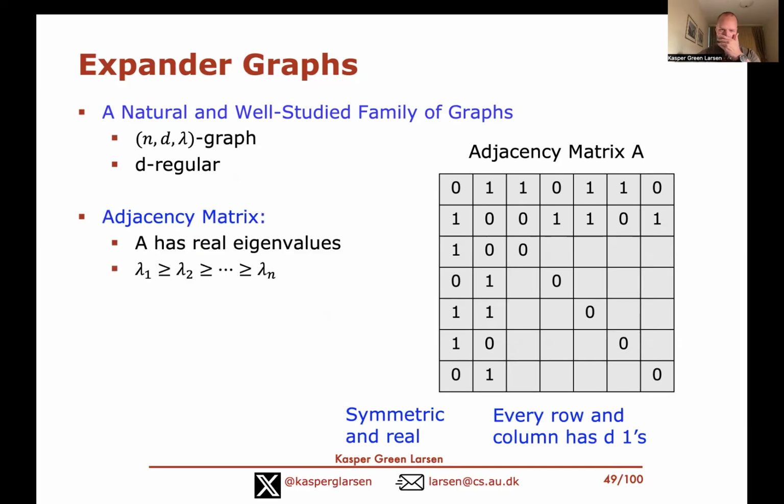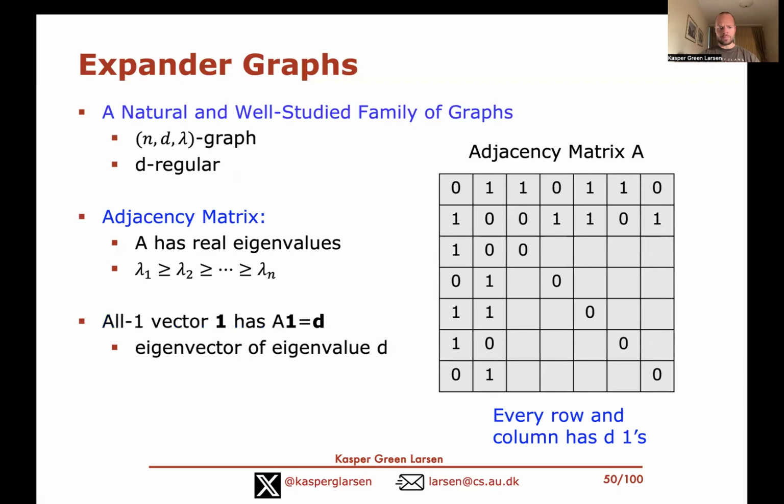Since the matrix is real and symmetric, we know that it has real eigenvalues, so we can order them. Lambda 1 is the largest eigenvalue, lambda n is the smallest eigenvalue. Some of them may be negative; it's not necessarily a positive semi-definite matrix. It's just a real symmetric matrix with real eigenvalues. And we can actually say a little bit more. In particular, we can look at what happens if I take the all-ones vector and multiply it onto this matrix.